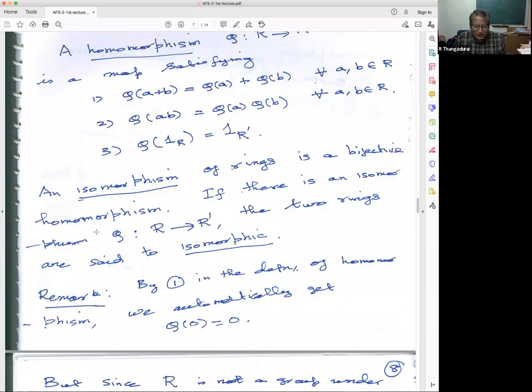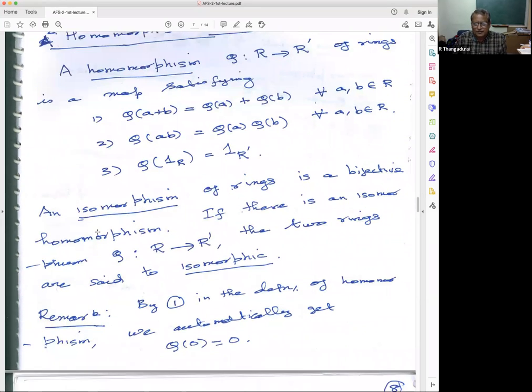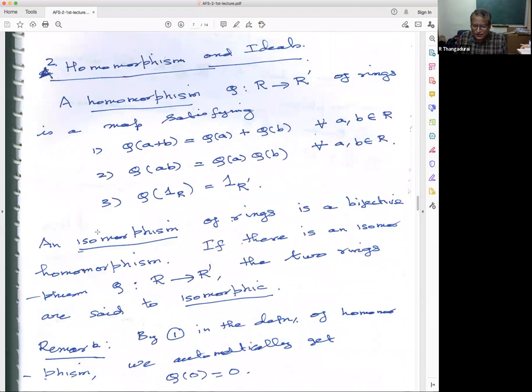A homomorphism is said to be an isomorphism if it is also a bijective map. In addition to being a homomorphism, it is bijective. If there is an isomorphism phi from R to R prime, then we say that the two rings are isomorphic.